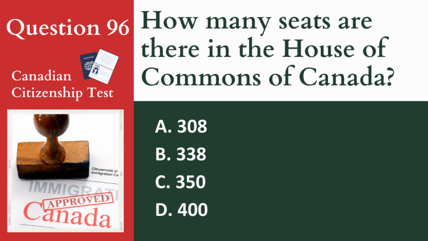Question 96. How many seats are there in the House of Commons of Canada? A. 308. B. 338. C. 350. D. 400. Answer. B. 338. The House of Commons of Canada has 338 seats.